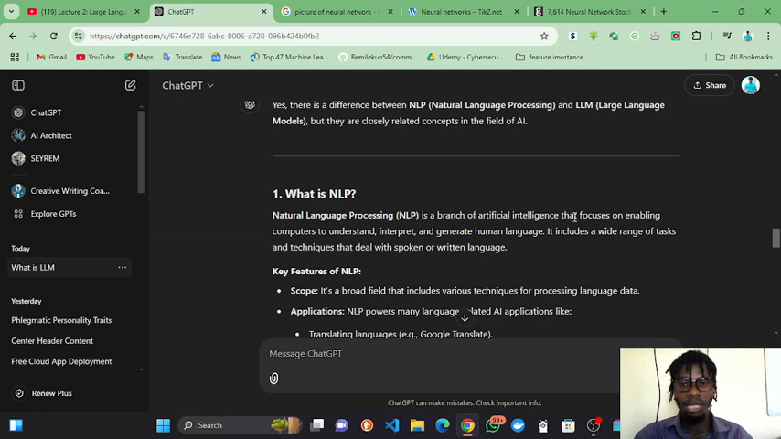So what is NLP? NLP is a branch of artificial intelligence that focuses on enabling computers to understand, interpret and generate human language. So the ability for a computer system to understand human language, let's say Yoruba. Can a computer system understand Yoruba? Can even a non-living thing understand human language at first? No. Normally, non-living things cannot understand human language and they cannot respond to human language.